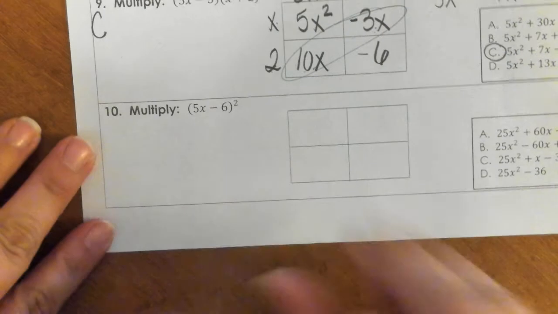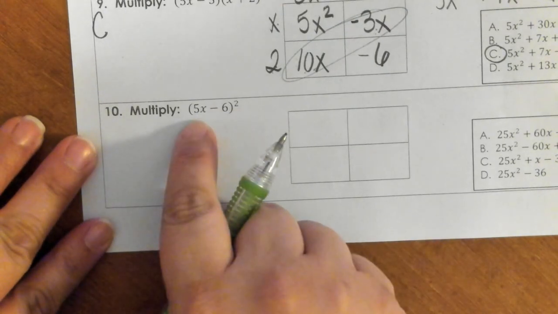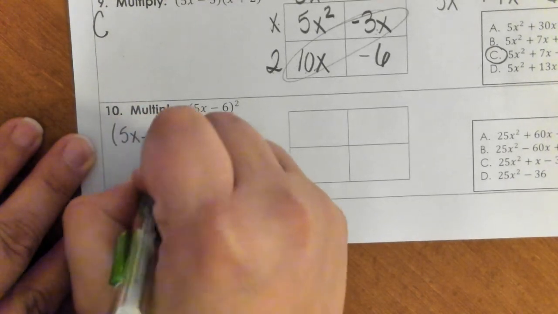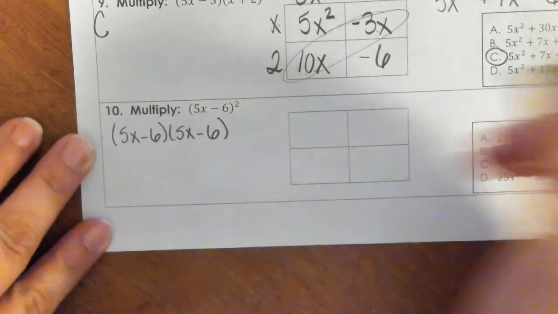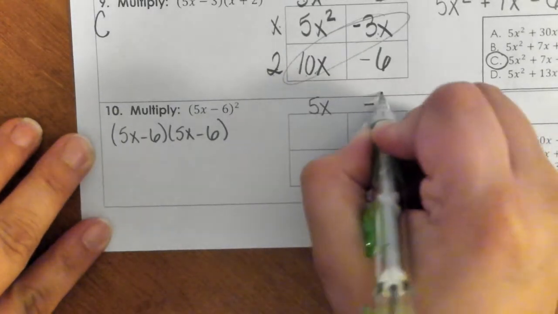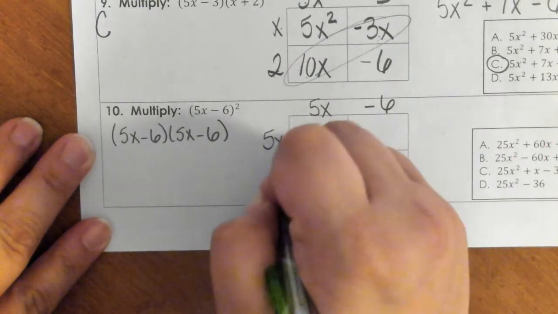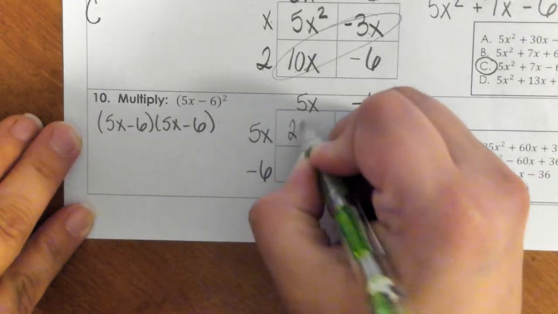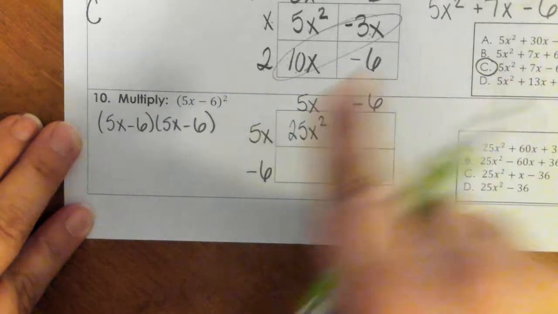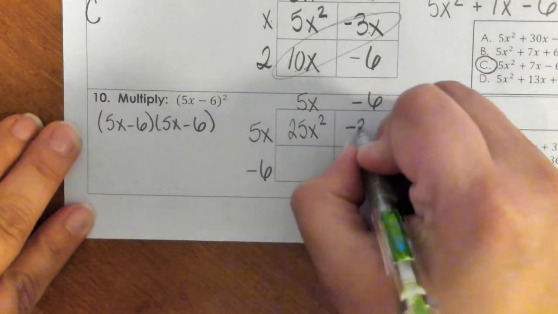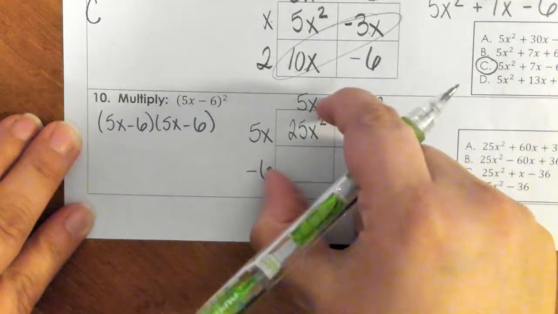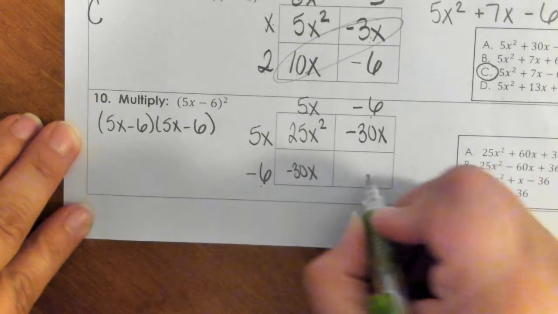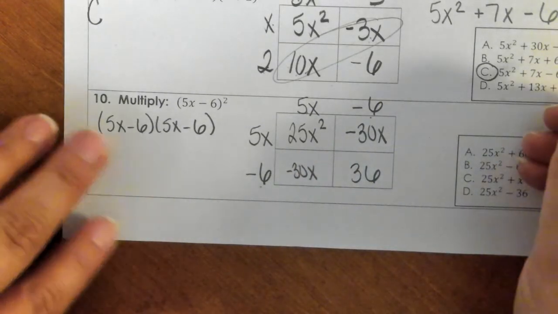Okay, for number 10, when it says the exponent of 2, so the quantity 5x minus 6 squared means that you're writing that twice. So on the top, you're labeling 5x minus 6, and to the side, 5x minus 6. So 5x times 5x would be 25x squared. 5x times negative 6 is negative 30x. So again, 5x and negative 6, negative 30x. And then negative times negative is a positive, and that would be 36.